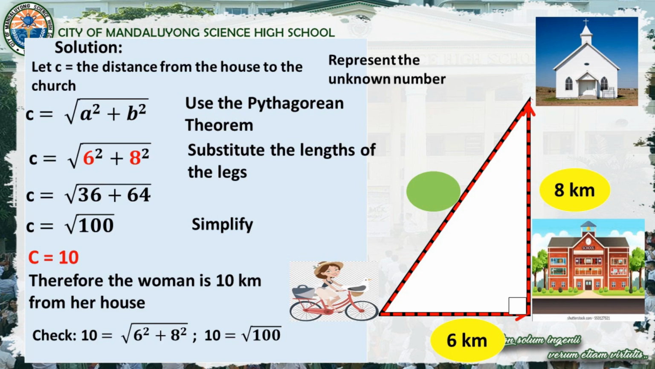and then get their values, squaring 6 and squaring 8. So 10 is equal to the square root of 100, and we all know that the square root of 100 is equal to 10, and thus they are said to be equal. So we can now finally conclude that the distance from the house to the church is 10 kilometers, or the church is 10 kilometers away from the house.